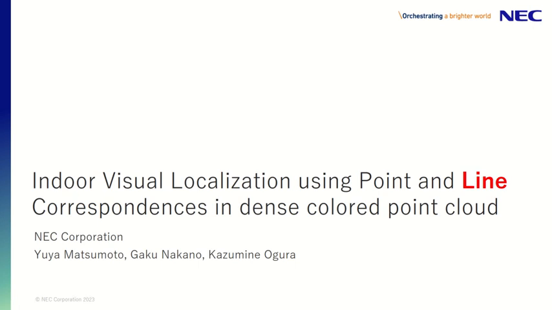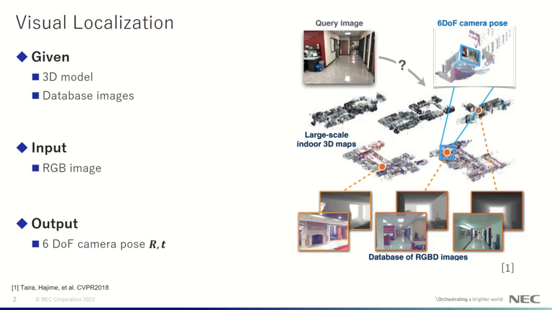Today, I'm introducing a novel approach to utilize line correspondences as well as point ones for visual localization. Visual localization is one of the important computer vision applications. Its aim is to estimate the 6 DOF camera pose of an input query RGB image for a given 3D model. The 3D model is often constructed by SfM or LiDAR.